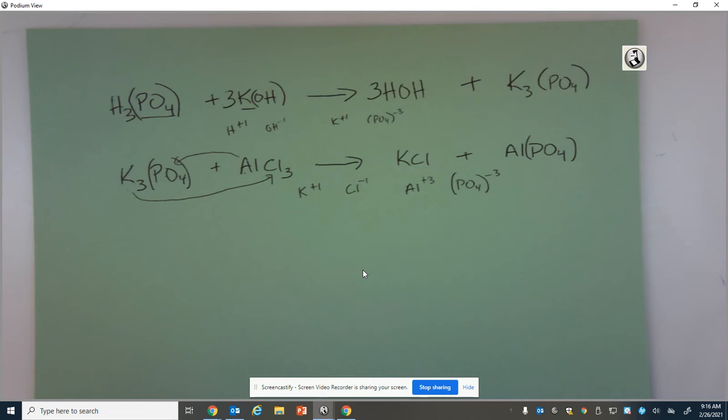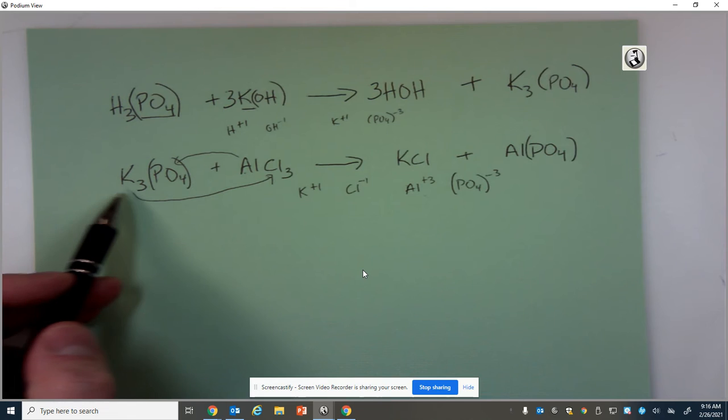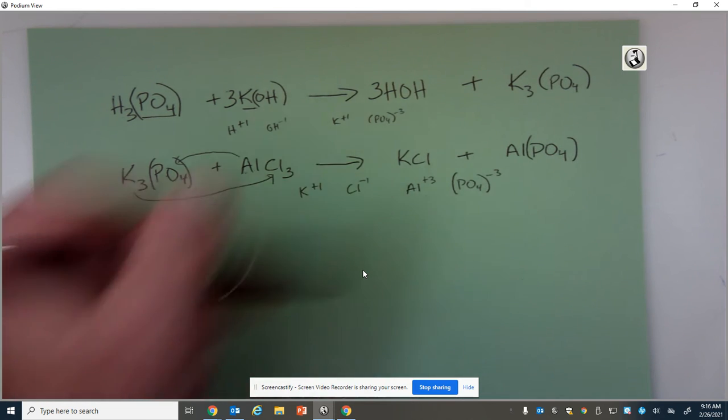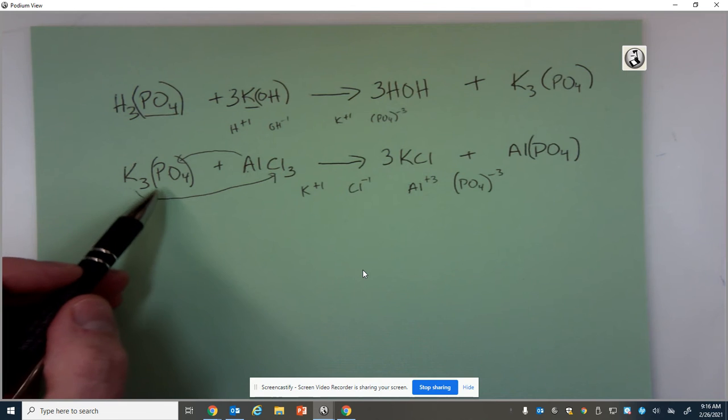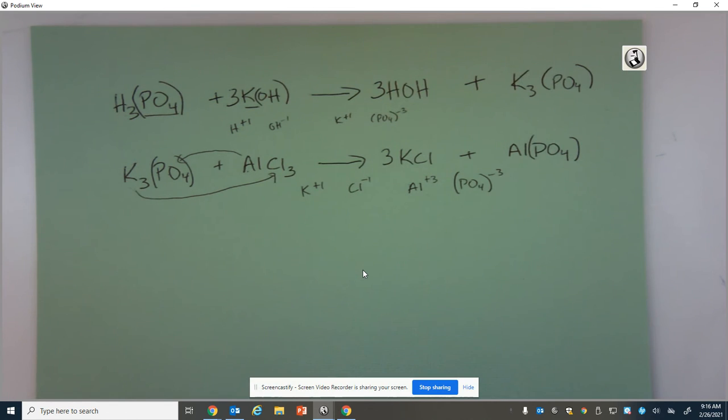But anyways, so now we have to balance this thing. Can it be balanced? So you got 3 potassiums here, you got 1 potassium here. So we have to put 3 potassiums there. All right, and then let's look at phosphoruses, I guess. You've got 1 phosphorus here, you got 1 phosphorus there, we're good.